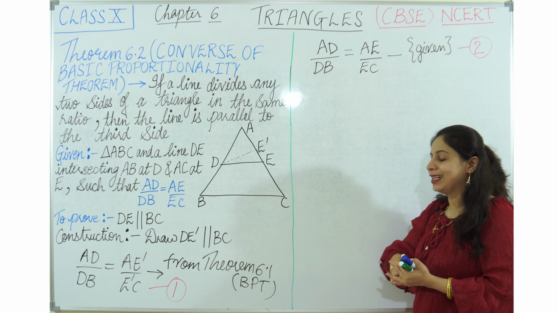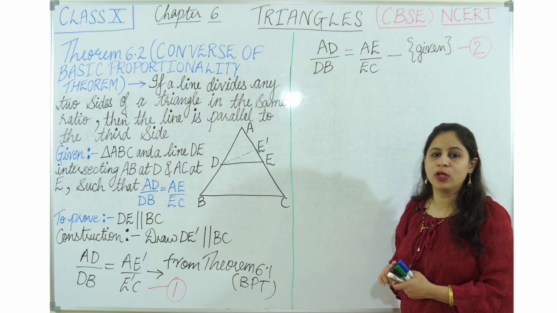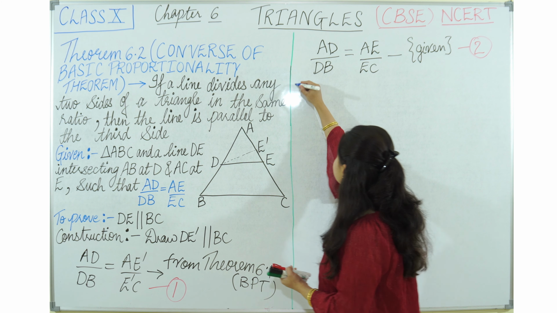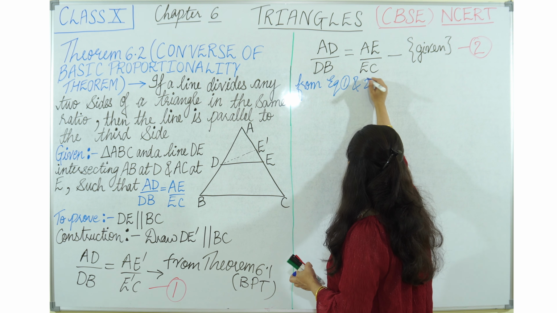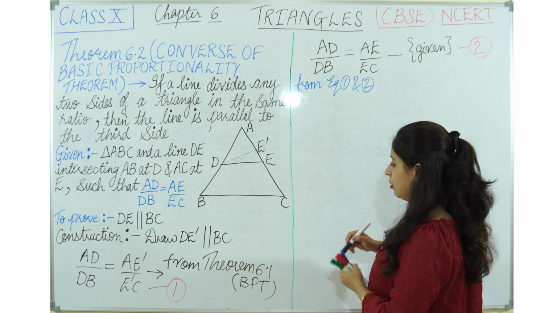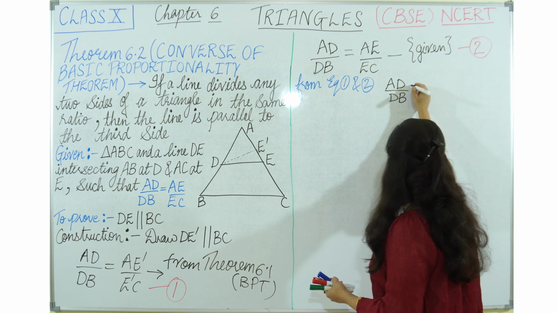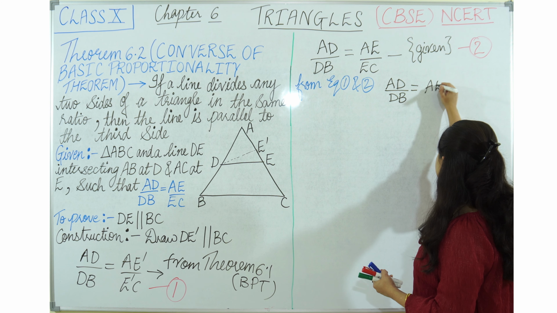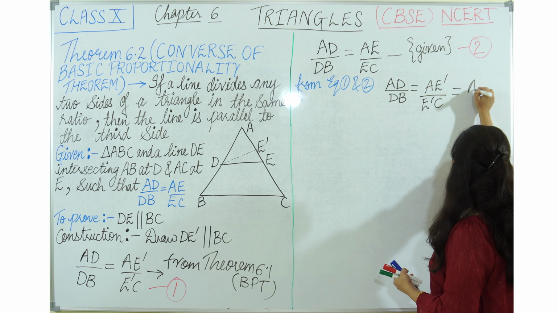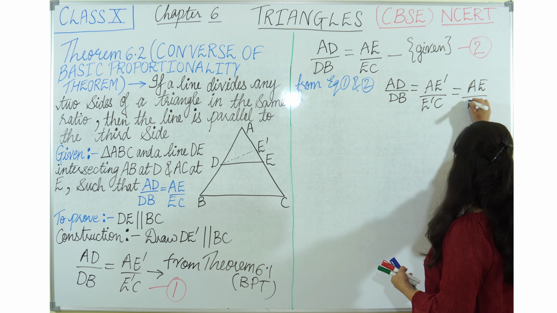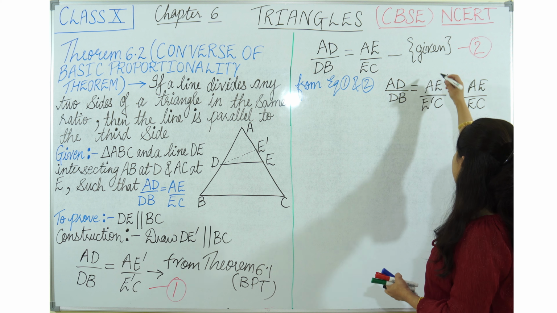From 1 and 2 we can clearly see that our LHS is equal on both sides. So from equations 1 and 2 we can clearly say that AD upon DB is equal to AE dash upon E dash C is equal to AE upon EC. So we got this result. Now what we will be taking are these two.